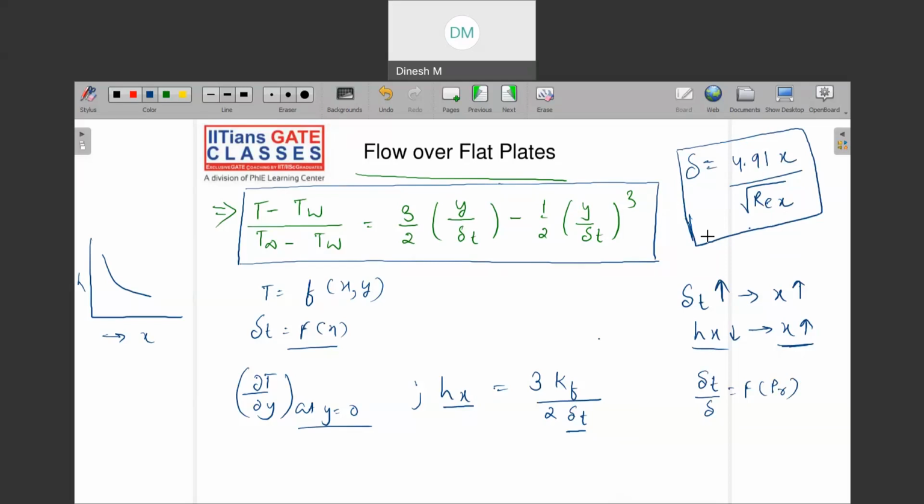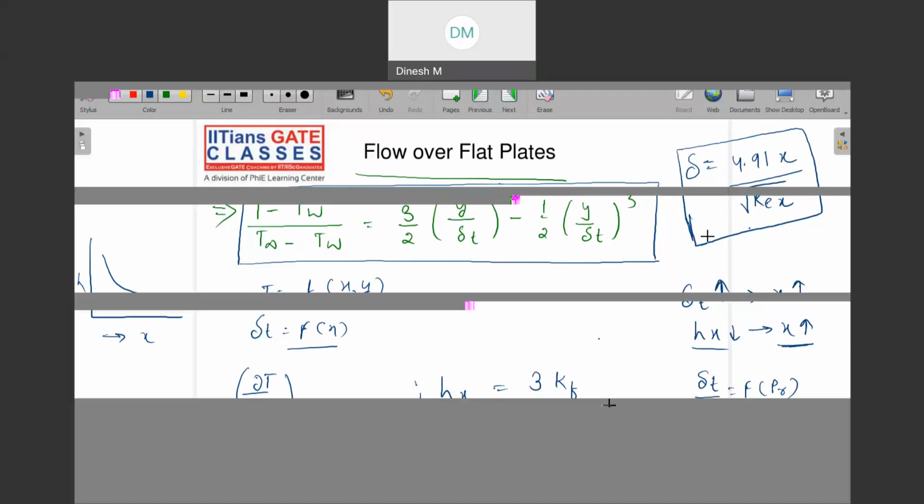Also dependent upon that, we determine h with the help of delta t, and delta t is proportional to the square root of x. That means your hx will also decrease, proportional to what? x to the power minus 1 by 2. Why? Because this is power 1 by 2. Okay. And you see that your h is now proportional to x to the power minus 1 by 2. Just now I have told you, so this is the explanation for that.